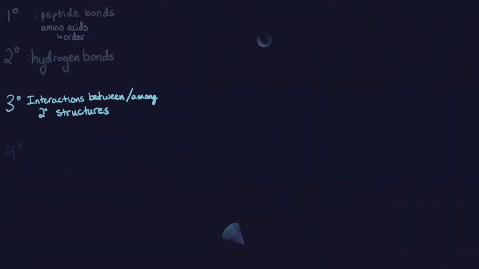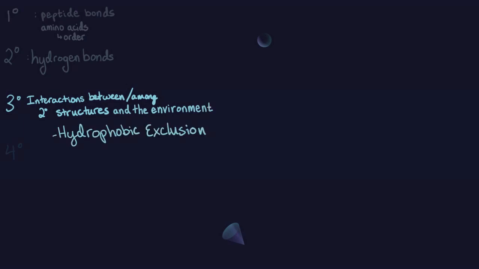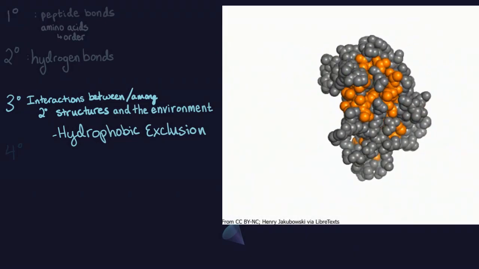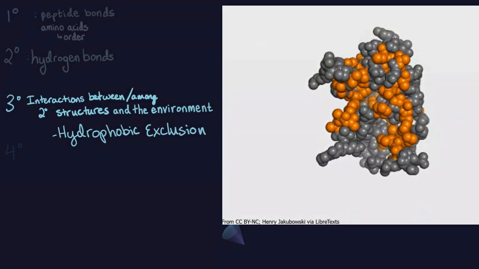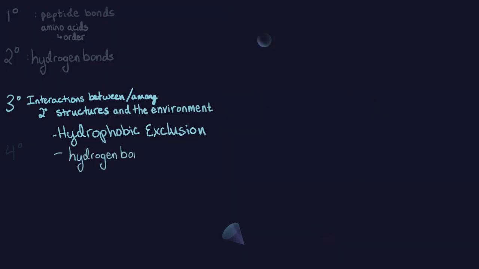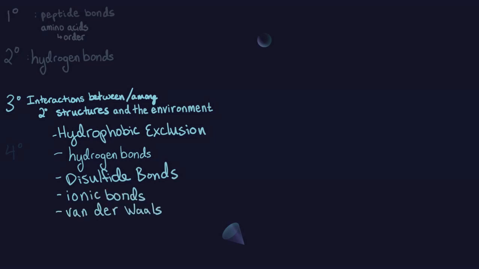So just as a brief review first, for our tertiary structures, we are looking at interactions between and among secondary structures and their environment, which specifically includes our hydrophobic exclusion, where we have the hydrophilic portions of the polypeptide interacting with water, and the hydrophobic parts all coming together on the inside of that structure, avoiding water together and interacting with one another. We also have hydrogen bonds, our disulfide bonds, ionic bonds, and our van der Waals forces. All right, now let's move on to our quaternary structure.